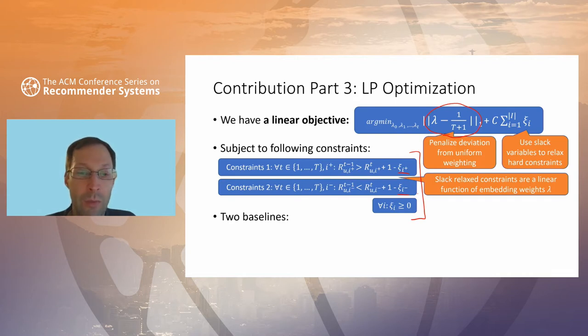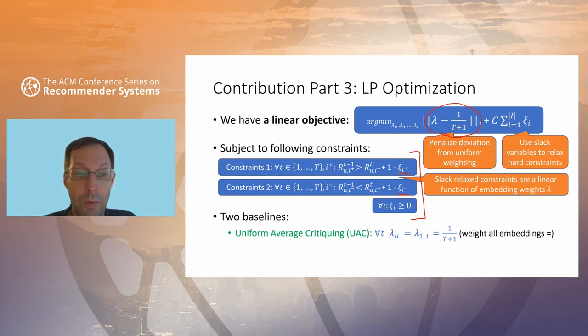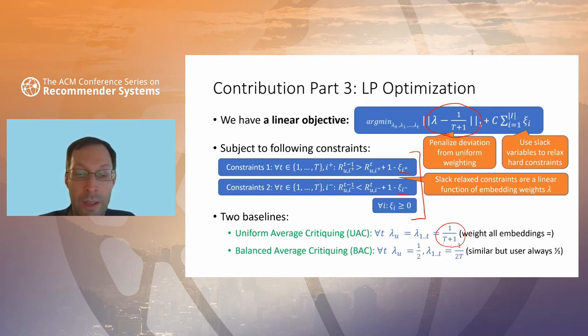And we're also going to compare that to two baselines. Averaging is not the worst thing to do. It works quite well in practice for averaging embeddings. So we're going to look at averaging all the user preferences and item critiques together. And we're also going to look at another version that weights the user always 1/2 and everything else equally.